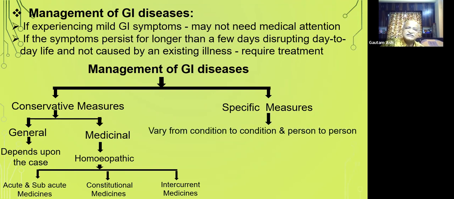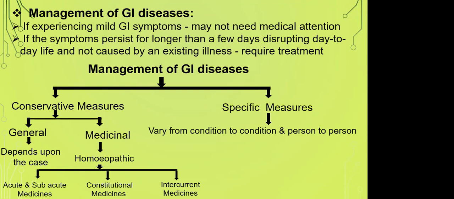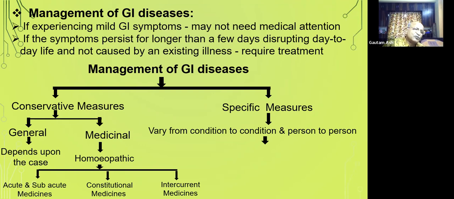Now, specific measures vary from condition to condition and person to person, because it depends on whether somebody is suffering from cholecystitis with a severe flare-up of symptoms like vomiting, abdominal pain, fever, diarrhea or loss of appetite. But some people have recurrent cholecystitis or gallstones without any symptom or without much aggravation of the symptoms. Therefore, we may say that specific measures vary from condition to condition and person to person.